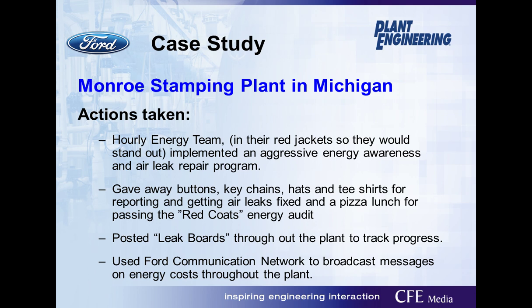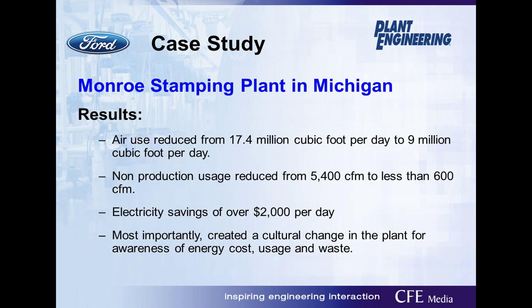They gave away buttons, keychains, hats, t-shirts for finding and fixing leaks, and pizza lunches were for passing the red coat energy audit that they would do every weekend on shutdowns to make sure people were shutting off equipment. They would also hang tags saying this is what this machine costs, putting it in terms that people really understood. So they posted leak boards throughout the plant to track progress, and they used the Ford Communication Network, which were monitors in all of the break rooms, to send messages out on costs throughout the plant.